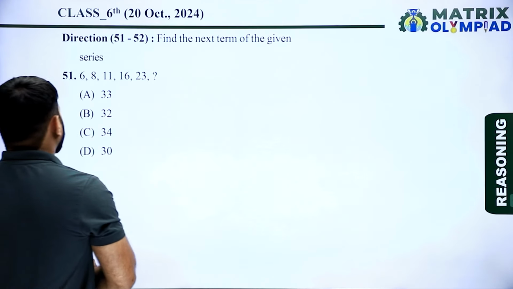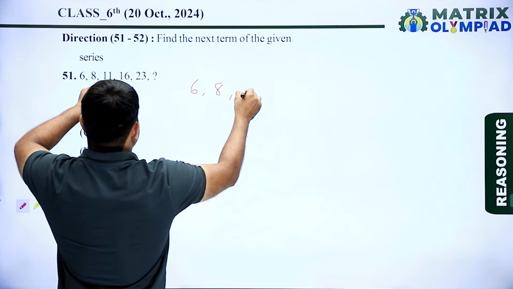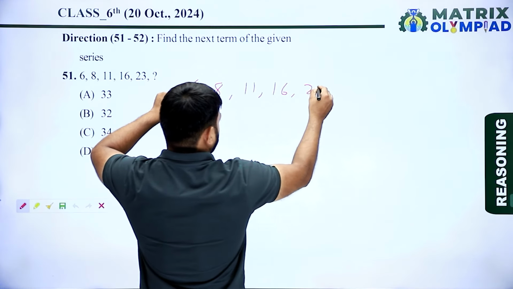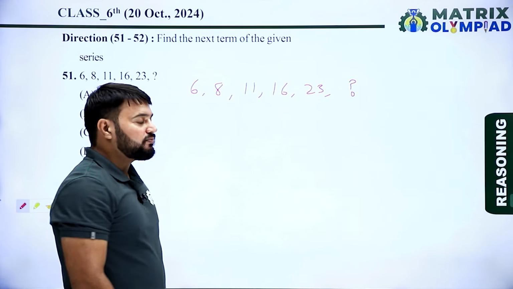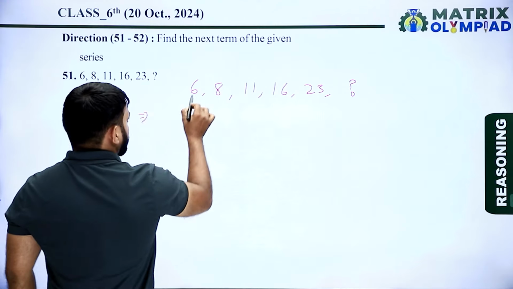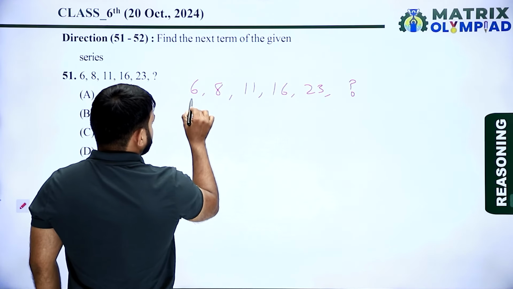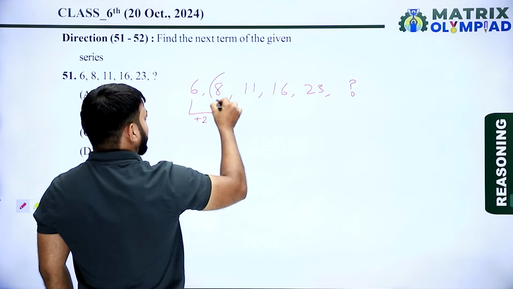Find the next term of the given series. The series is 6, 8, 11, 16, 23, and find the next number of the series. So first find the pattern of the series. The pattern is 6 to 8, which means adding 2 to 6 gives the next term.